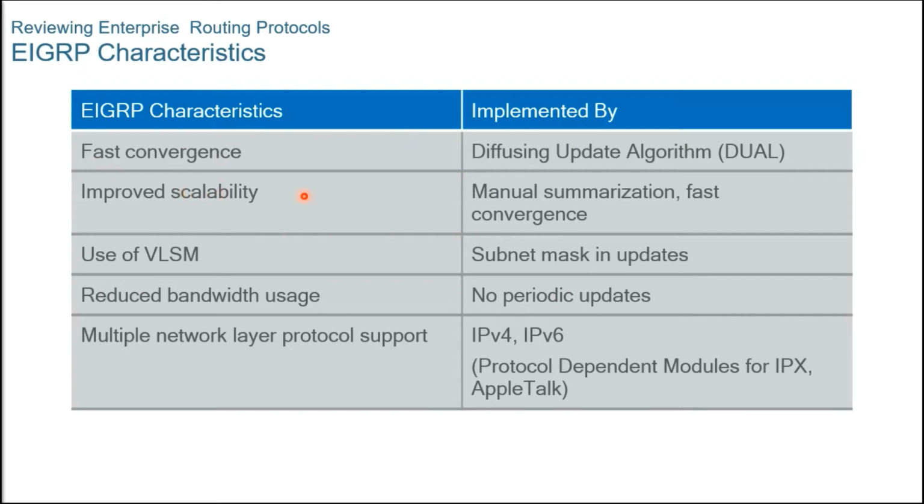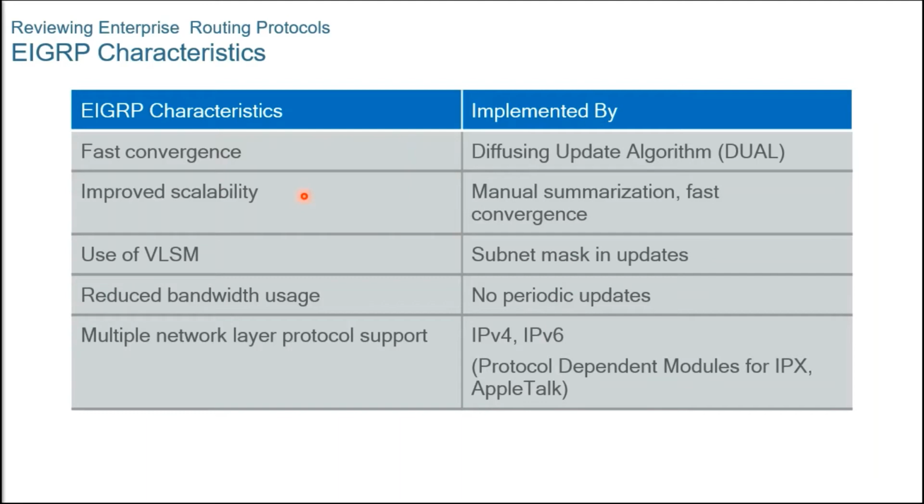EIGRP, however, is a hybrid routing protocol. It is a distance vector protocol with additional link state protocol features. So EIGRP features include the following. It uses triggered updates. EIGRP, take note, has no periodic updates. It uses a topology table to keep all routes received from its neighbors, not only the best routes.